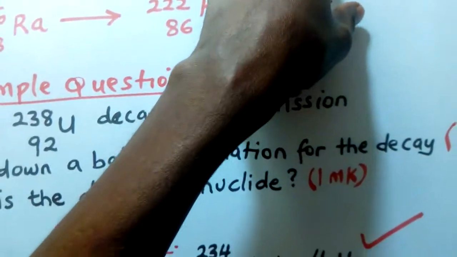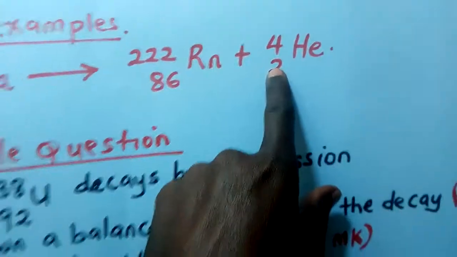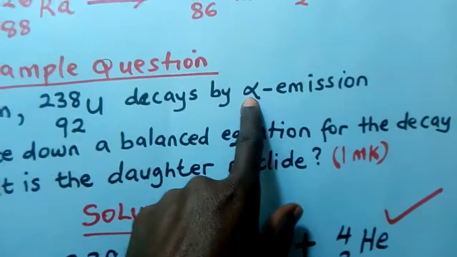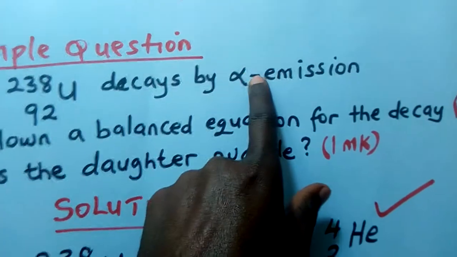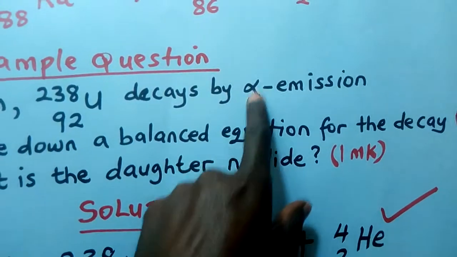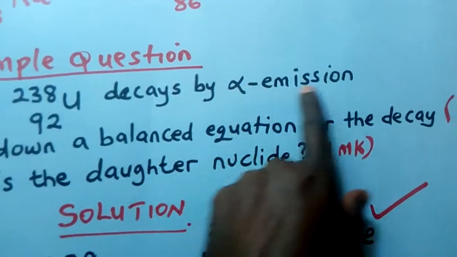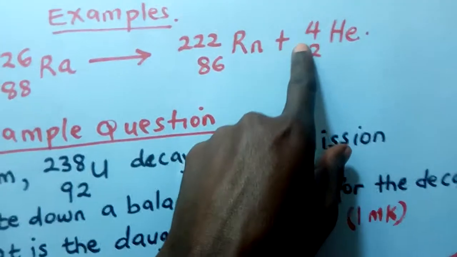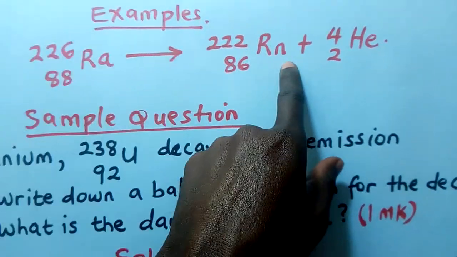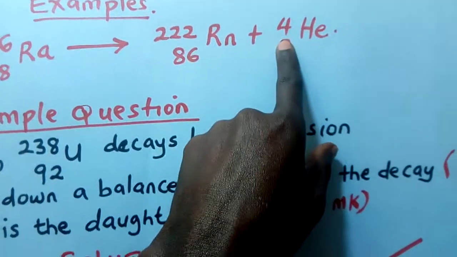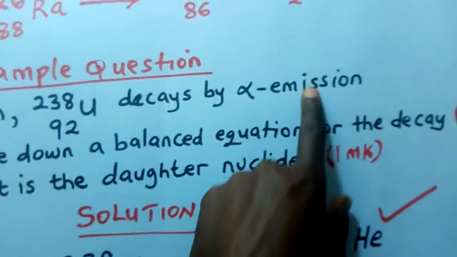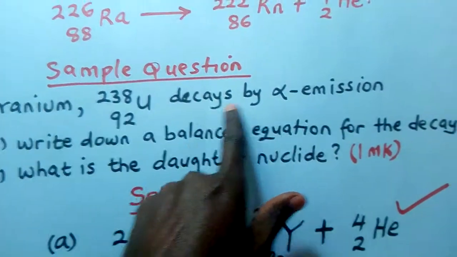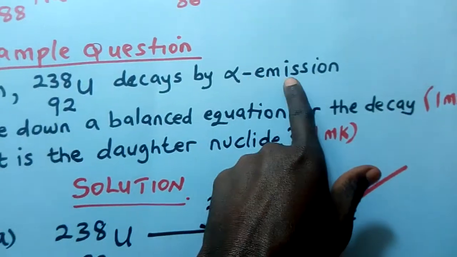Now the symbol for an alpha particle is this. But you could also write this, you just put a dash and write particle. We read this as alpha emission. When we say alpha emission, it means an alpha particle is produced, like this one. You see in this equation, there's an alpha particle. So this is alpha emission. This is the parent, it decays by producing an alpha particle.